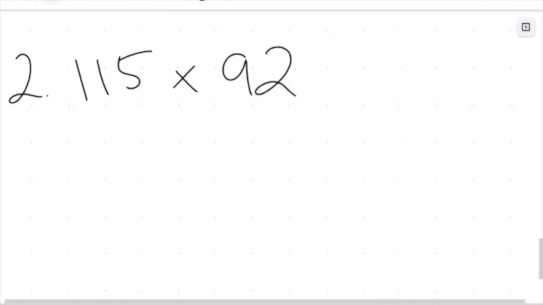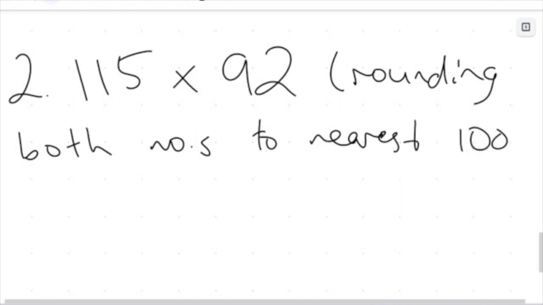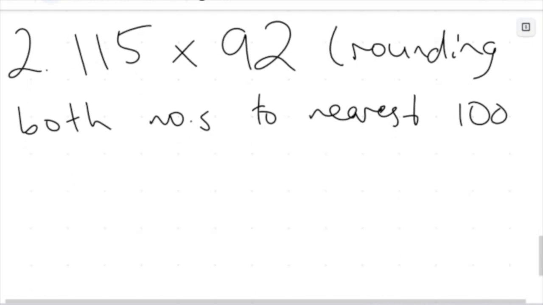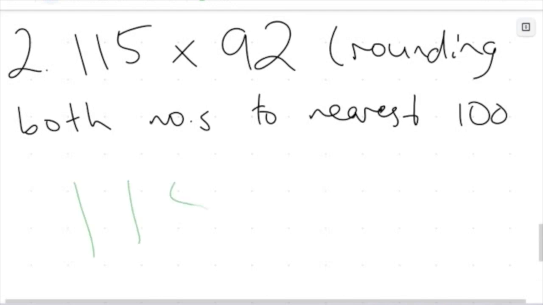And here, I'm going to give you two more questions. Question 2, we have 115 times 92. But here, I'm going to estimate this by rounding both numbers to the nearest 100. Okay, so let's take a little bit of extra time to look at this. I have my number 115 and I have my number 92.